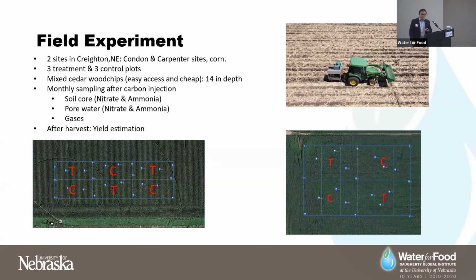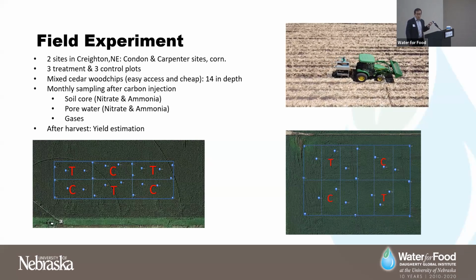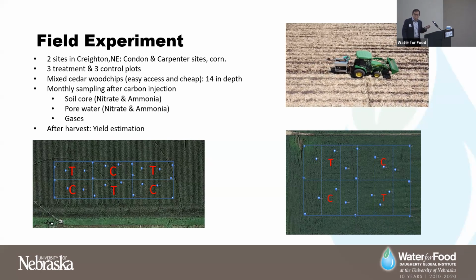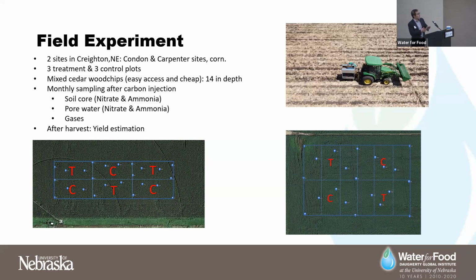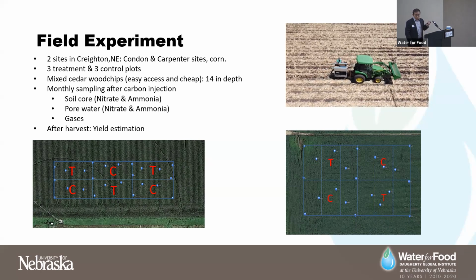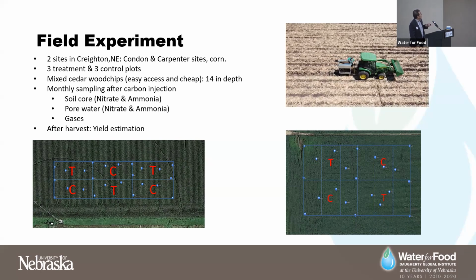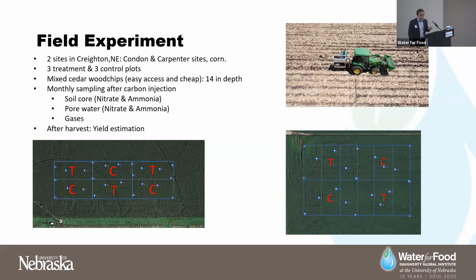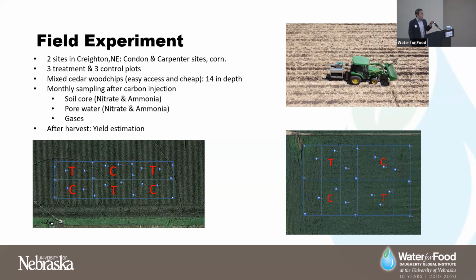Based on the bench test results, we established the field experiment. We picked 2 research sites in Creighton, Nebraska. One is Condor and the other one is Camter site, and both sites grow corn. At each research site, we have 3 treatment and 3 control plots. For the carbon source, we chose mixed cinder with chips because it's easy to access and cheap. The application depth is 14 inches.